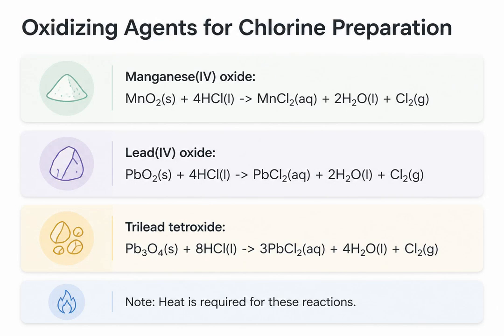Manganese dioxide is a classic choice, reacting with 4 moles of hydrochloric acid to produce manganese 2 chloride, water, and chlorine gas. Lead-4 oxide and trilead tetroxide follow a very similar pattern, producing lead-2 chloride. In all these specific cases, heat must be applied to the flask to drive the reaction forward.